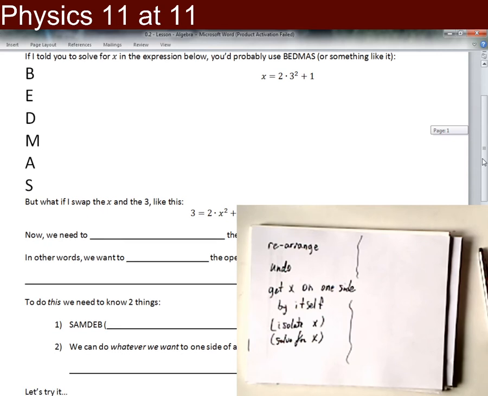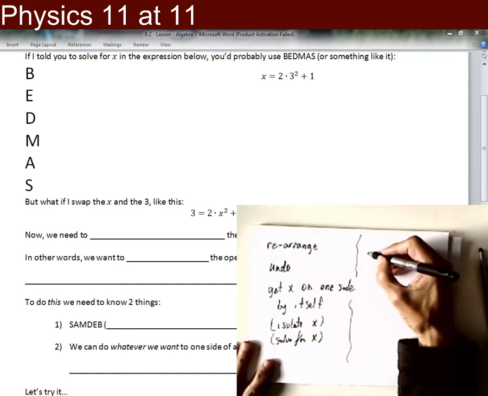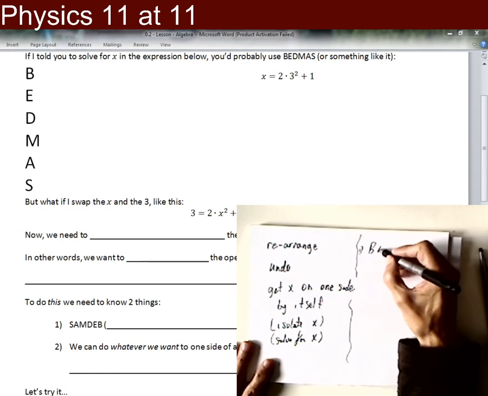Well, how do we do that? I guess notice before this goes off the screen, we have BEDMAS for working out what the expression's worth, that is, when x is by itself there. But if we're going to do the rearranging, what we do is we do BEDMAS backwards. SAMDEB, if you like. So for number one there, SAMDEB, just to highlight, that's BEDMAS backwards.